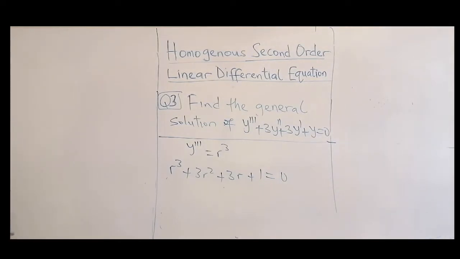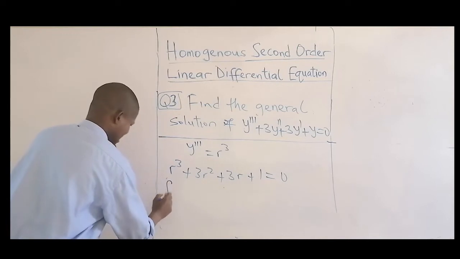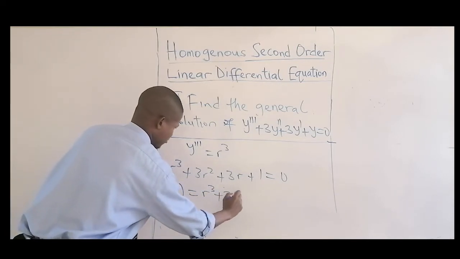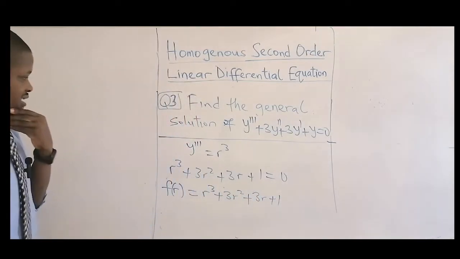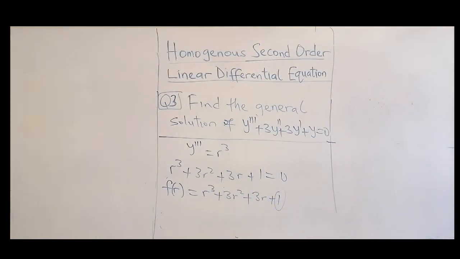So what do we do now? How do we factorize this? That's the question. What we do here is that we can first of all take that expression as a function of r. Then let's begin to look for factors of 1. Factors of 1 could be minus 1 times minus 1, or 1 times 1. These are factors of 1.